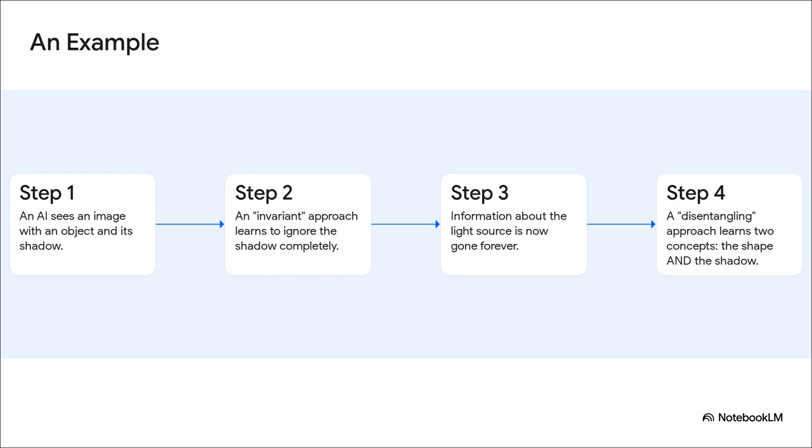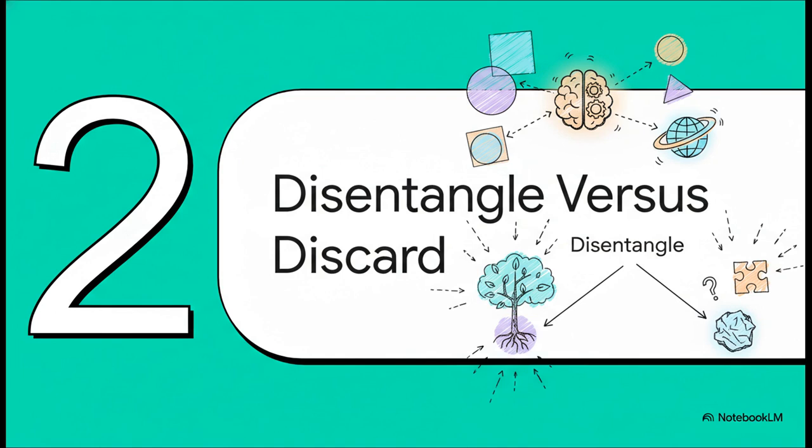The disentangling approach is so much smarter. It learns two separate things. One, the actual shape of the ball, and two, the properties of the shadow. All the information is still there, it's just been neatly sorted into different boxes. And that's exactly why disentangling is so powerful. It's all about building a really robust and flexible understanding of the world. By separating all these factors, instead of just throwing them in the trash, the AI doesn't have to guess what might be important for some other task down the road. It keeps all of its options open.